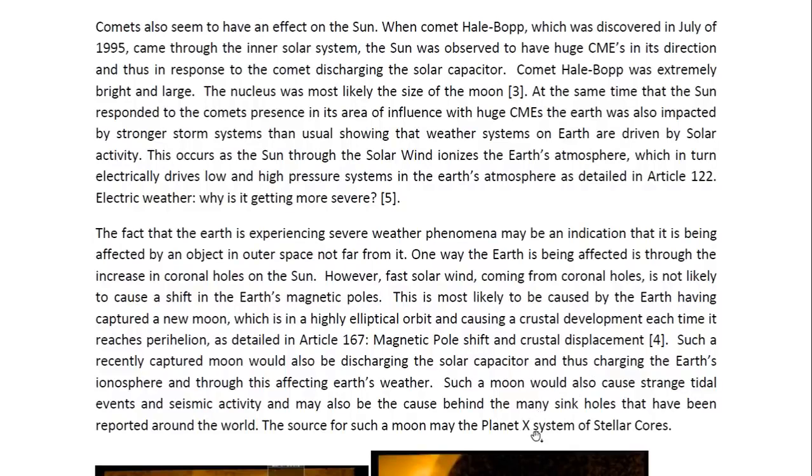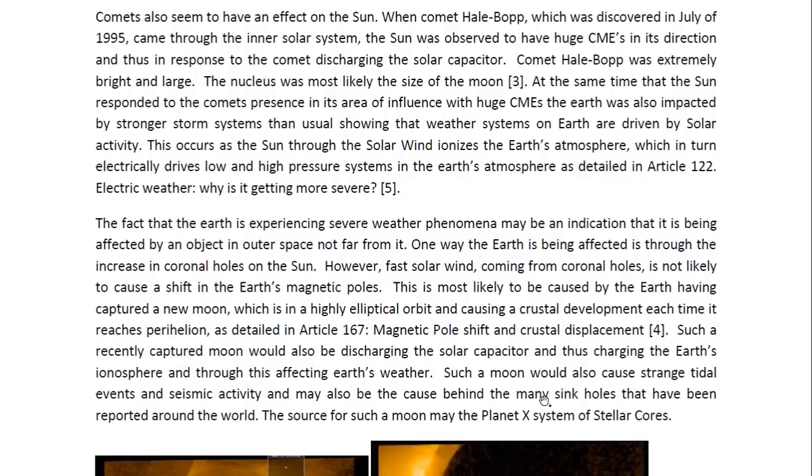Now, such a recently captured moon would also be discharging the solar capacitor, and thus charging the Earth's ionosphere, and through this affecting Earth's weather. In other words, making storms much more severe. Such a moon would also cause strange tidal events and seismic activity, and may also be the cause behind the many sinkholes that have been reported around the world.